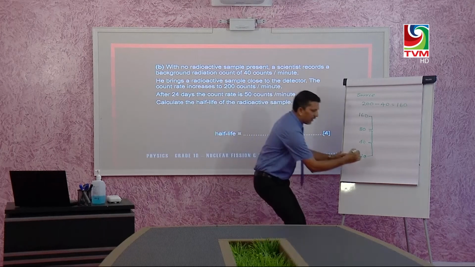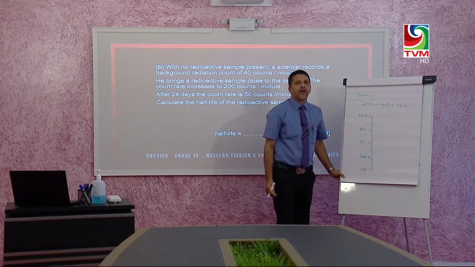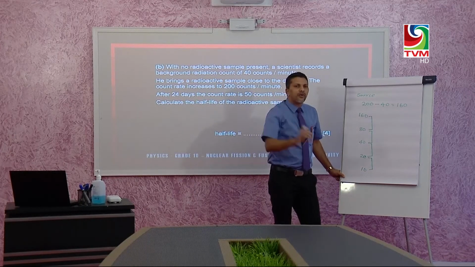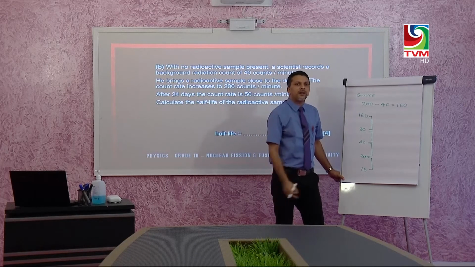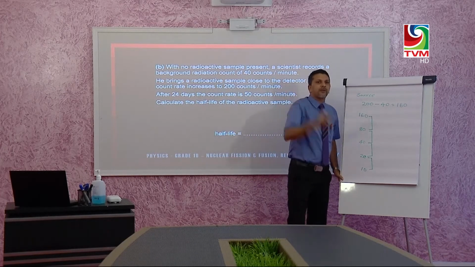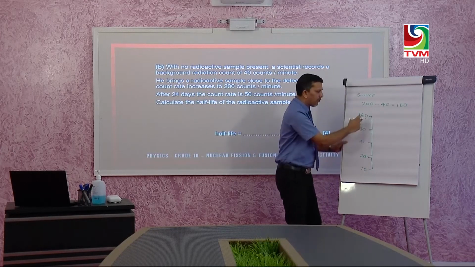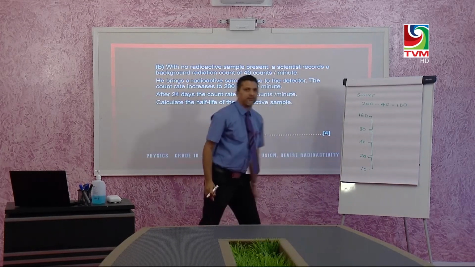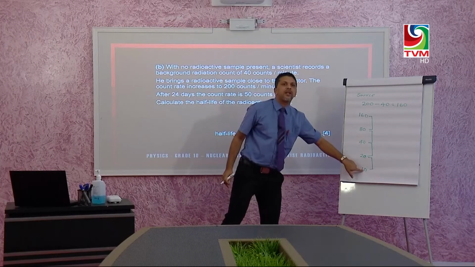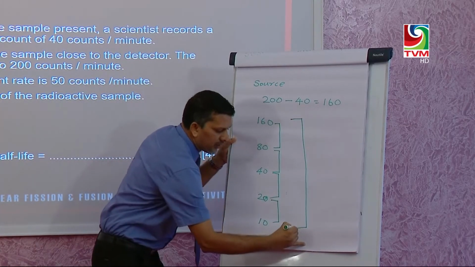One more half-life, that is 10. Now the count rate of the source is 10. So the total count rate in the detector is 10 plus the 40 background, that is 50 now. So now we reached the count rate of 50. 10 plus 40 is 50.